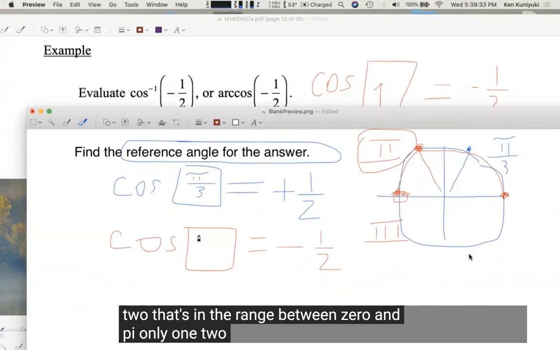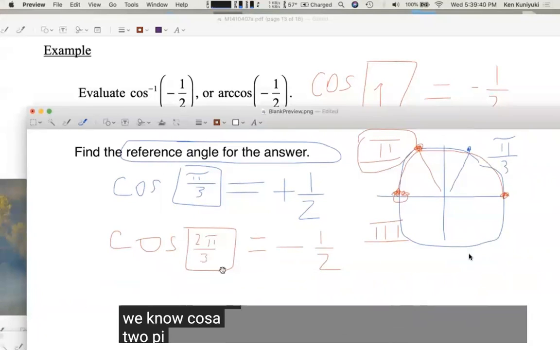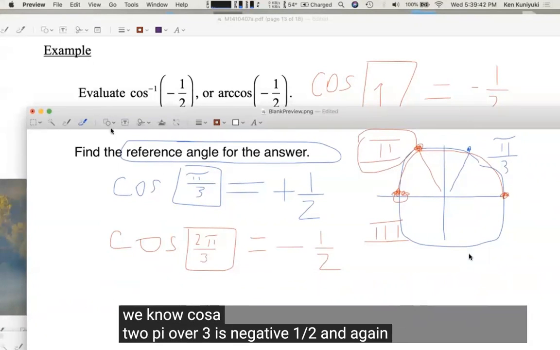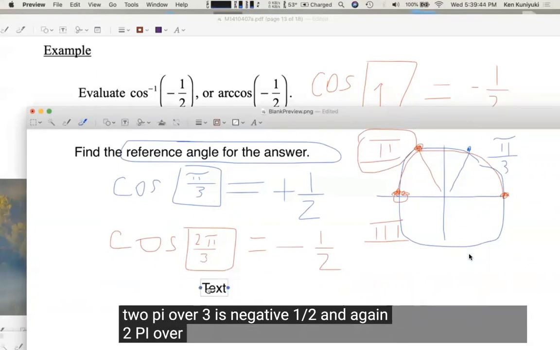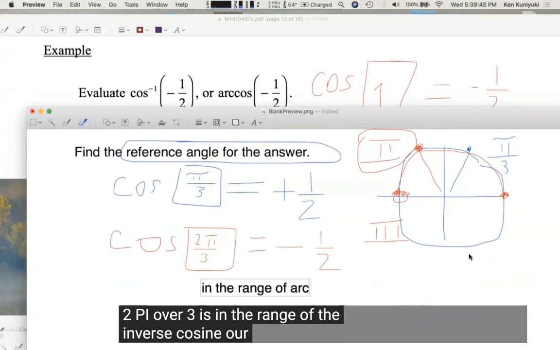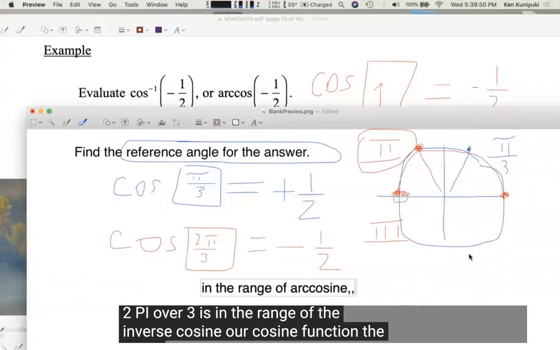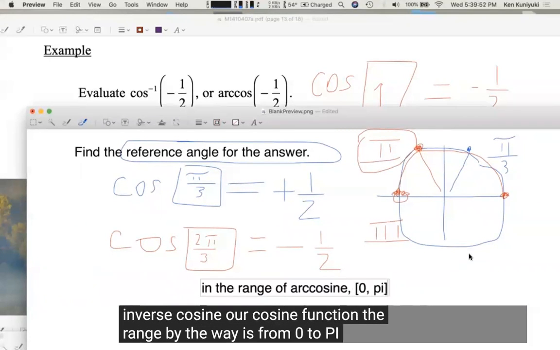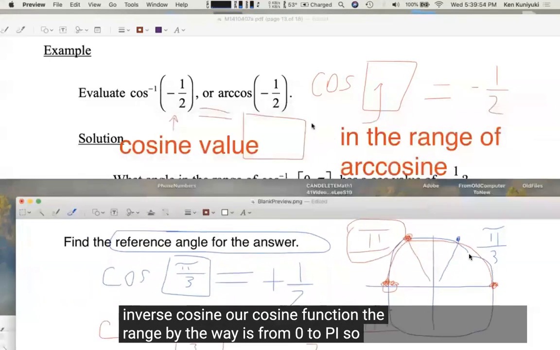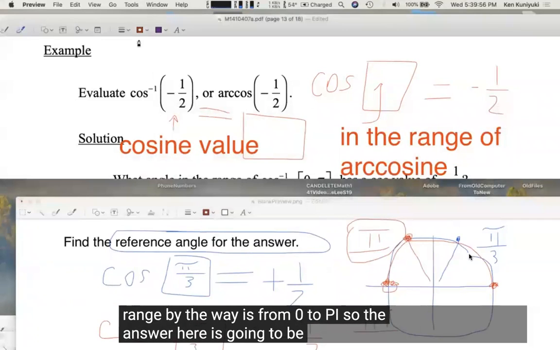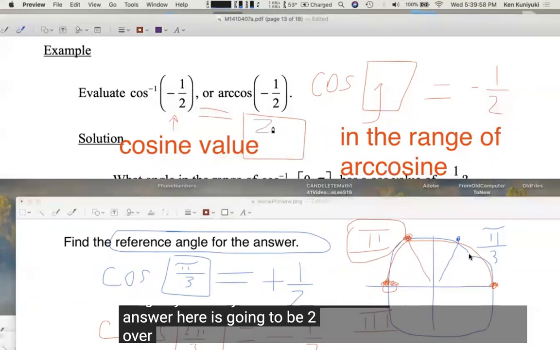Only one. 2π/3. That's got to be the answer. We know cosine of 2π/3 is -1/2. And again, 2π/3 is in the range of the inverse cosine or arc cosine function. The range, by the way, is from 0 to pi. So the answer here is going to be 2π/3.